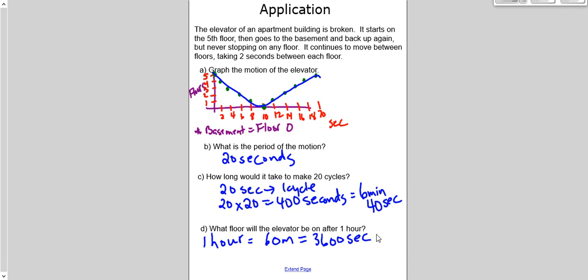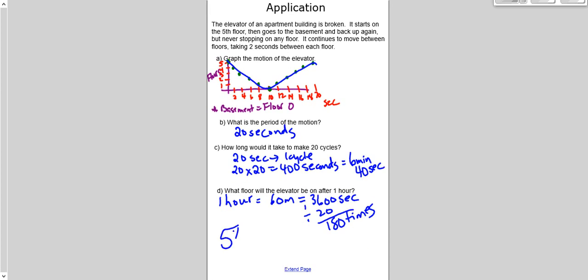Now, it takes 20 seconds, so it starts on 5, and then it takes 20 seconds and it's back up to 5. So every 20 seconds it's back up to floor 5. So let's start by dividing this by 20 and see if it divides evenly. And it does. So 180 times this cycle is going to happen. But it's going to happen evenly, which means we're going to end up on the 5th floor at the end of a cycle. Perfect. All right, so we can see how this periodic motion, this repeating over and over again, can help us answer some of these application questions.